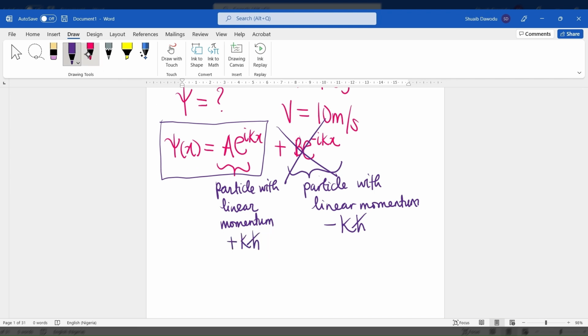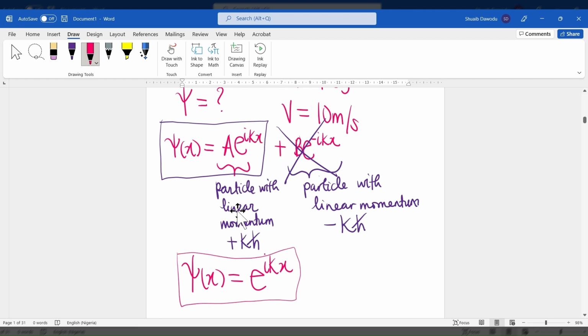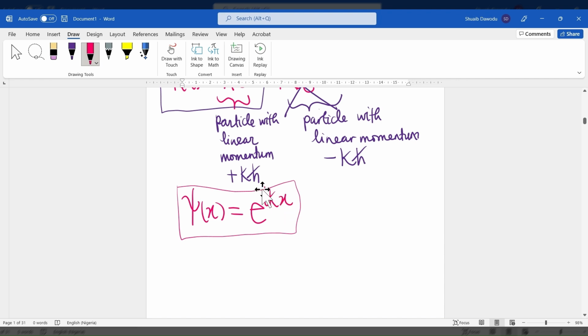So I'm going to rewrite that: the wave function of a particle going towards the right is simply the wave function of x equal to e raised to the power of ikx. We're going to ignore the value of A because it's not something we need in this question. So we already know x is a variable, and i is just the imaginary unit. So we have to solve for k, which is also an unknown.